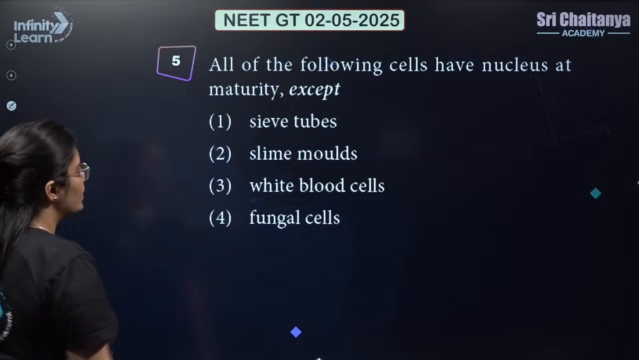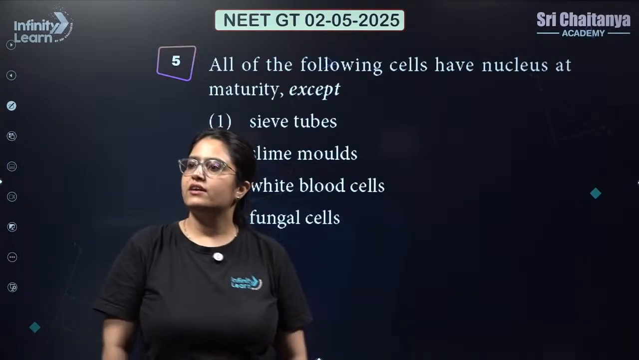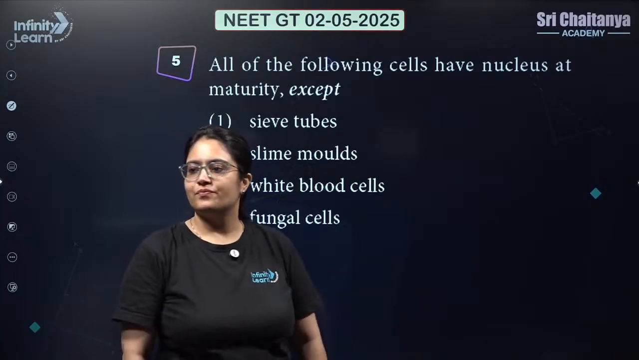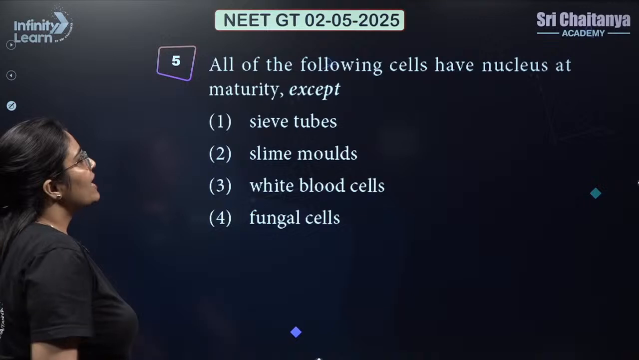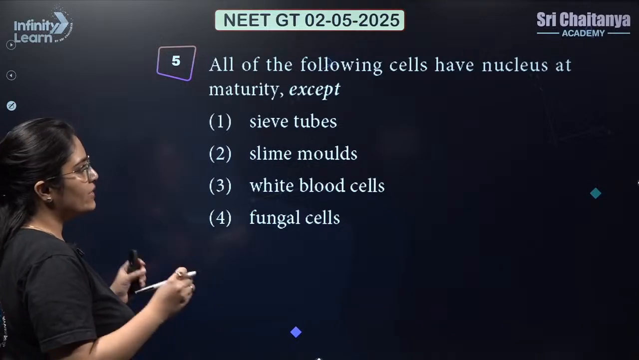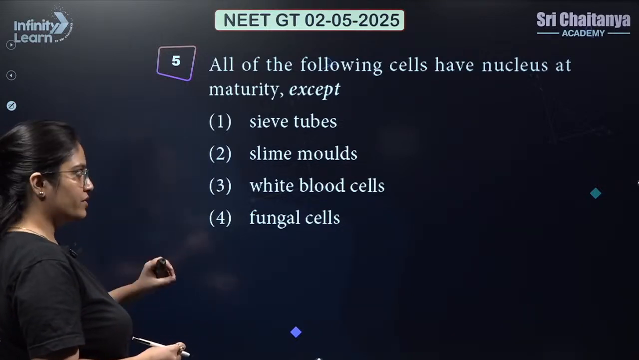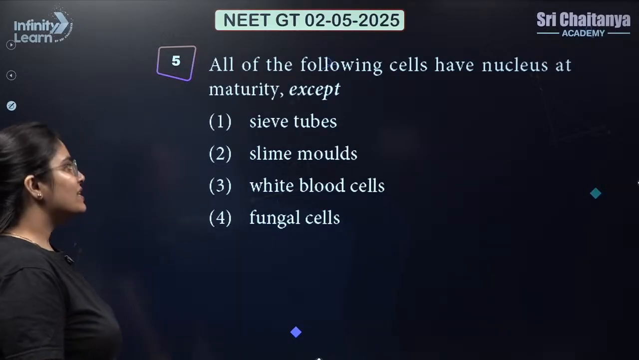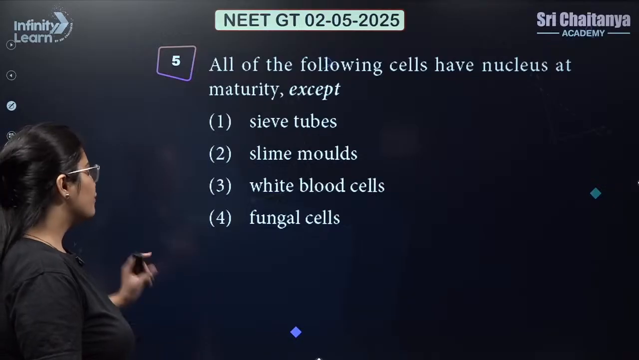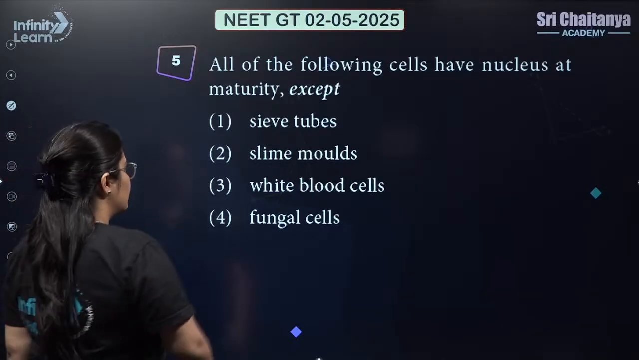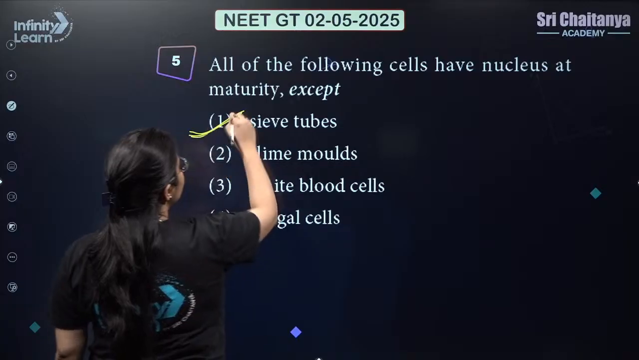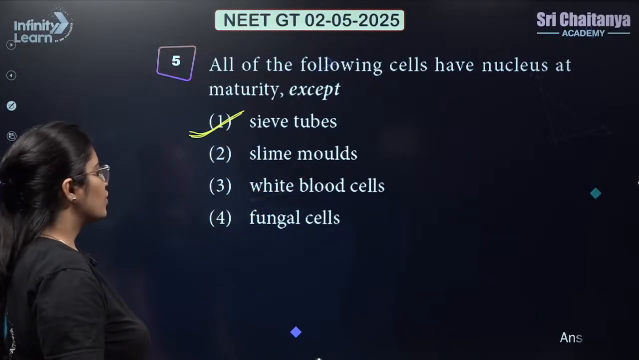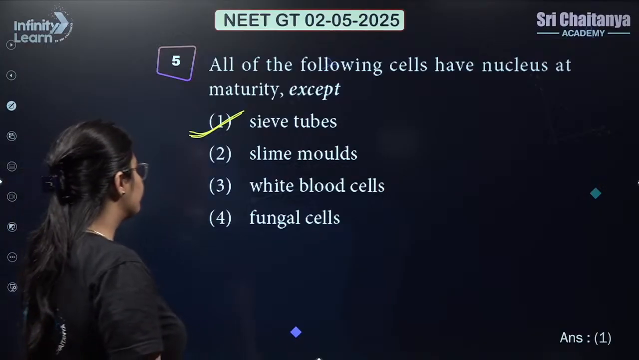Next, let me know which particular option you have given as the answer. Everyone, participate. All the following cells have nucleus at maturity except, so which one out of the 4 does not have a nucleus in the cell at maturity? If you see over here, my dear students, the very first option, sieve tubes. Sieve tubes will not possess nucleus at maturity. So your correct answer is 1.